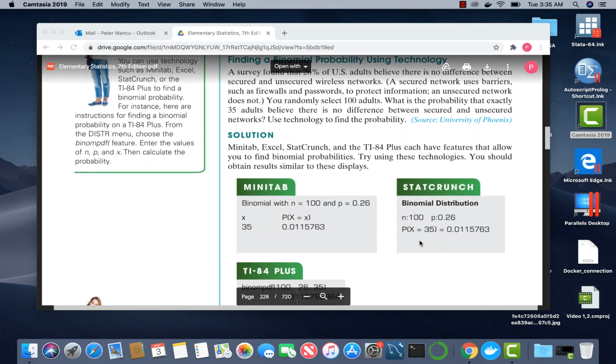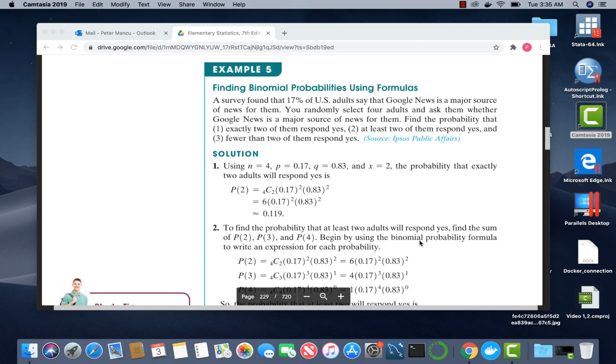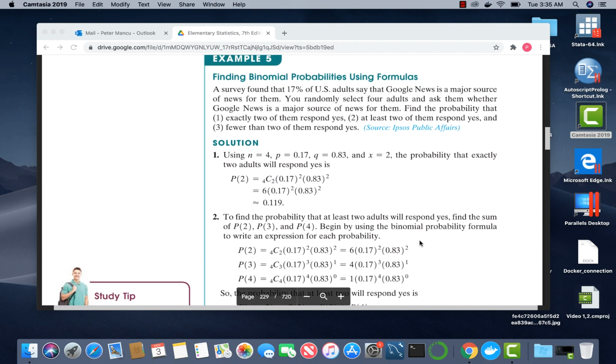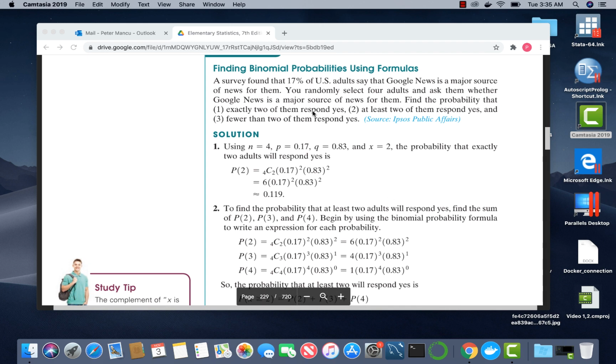So here's a good problem. Let's take a look at this example. A survey found that 17% of US adults say that Google News is a major source of news for them. You randomly select 4 adults and ask them whether Google News is a major source for news for them. Find the probability that exactly 2 of them responded yes, at least 2 of them responded yes, fewer than 2 of them responded yes.